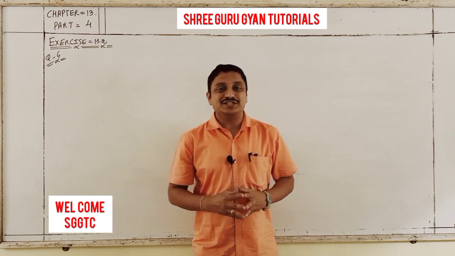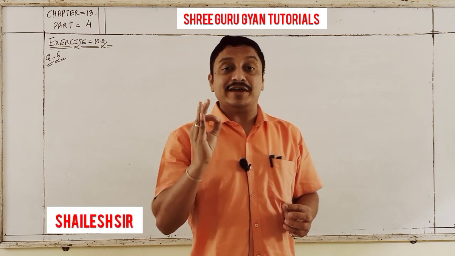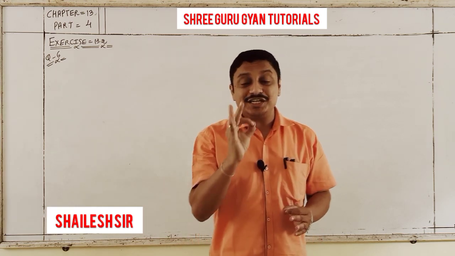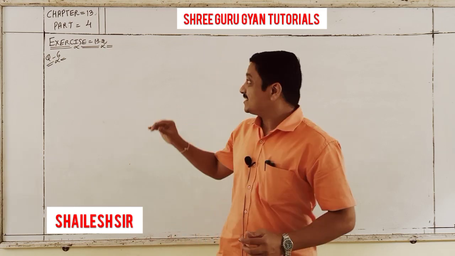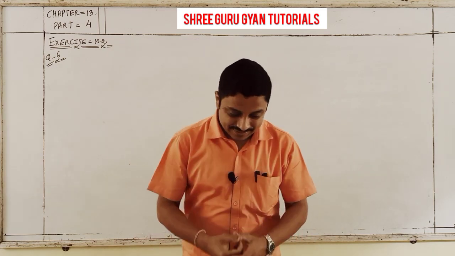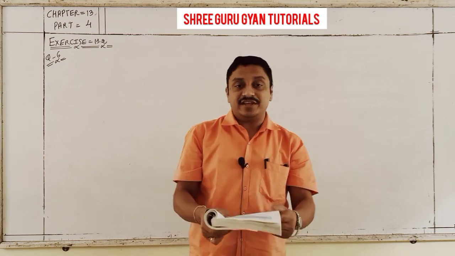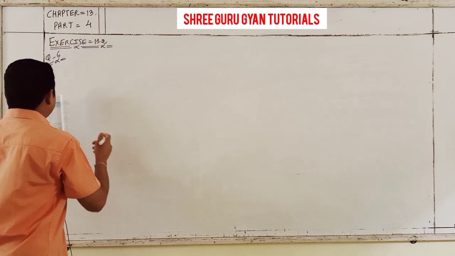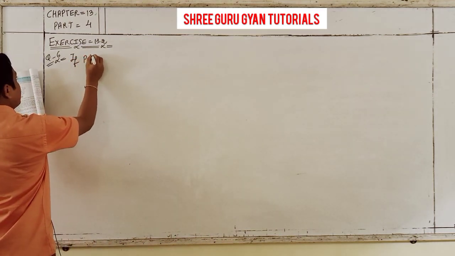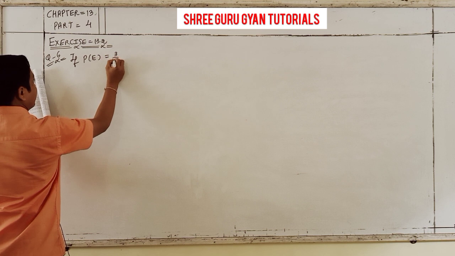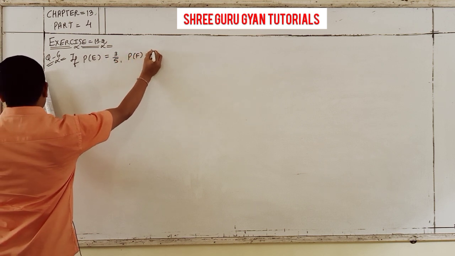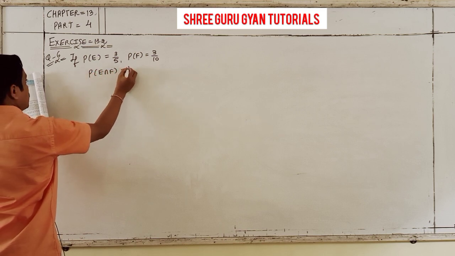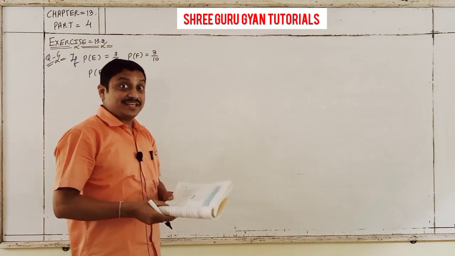Students, in probability today I continue with independent events, mutually exclusive events and exhaustive events, related to our Exercise 13.2, question number 6. In the sixth one, students, events E and F are given, and check whether E and F are independent or not. So very easy. P of E is given as 3 by 5, P of F is 3 by 10, and E intersection F is 1 by 5, and check whether they are independent.